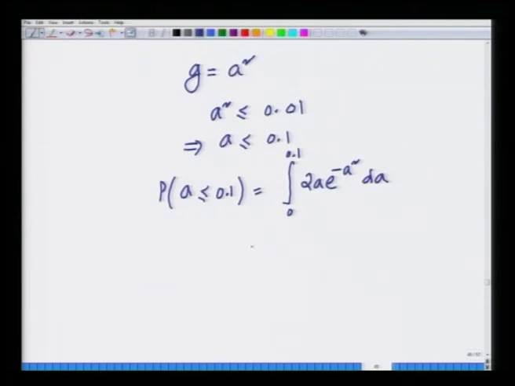function of A. The integral of 2A e power minus A square is minus e power minus A square between the limits 0 and 0.1, and that is simply 1 minus e power minus 0.01, which is approximately 0.01.